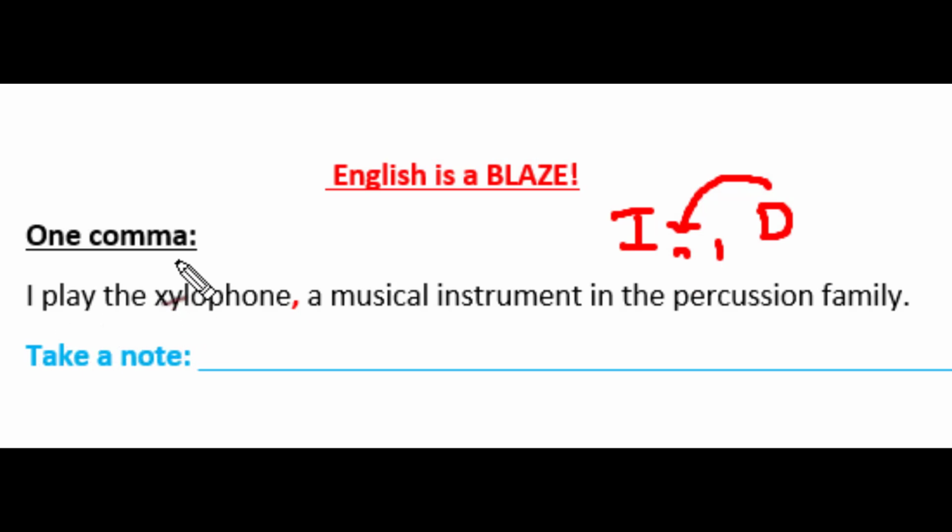I play the xylophone. That's an independent clause, and you'll notice before the comma here in red, you see that we have that word xylophone, which is a noun. And on the other side is our dependent clause. What's a xylophone? It's a musical instrument in the percussion family. That's a miniature definition of the word that sits right before the comma, as I mentioned before, which is a noun. Go ahead, take a note.